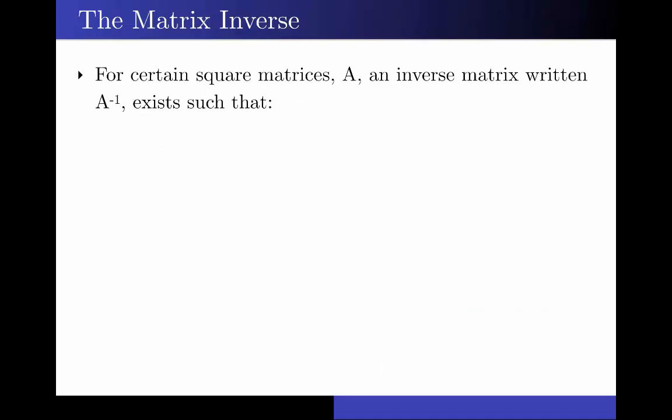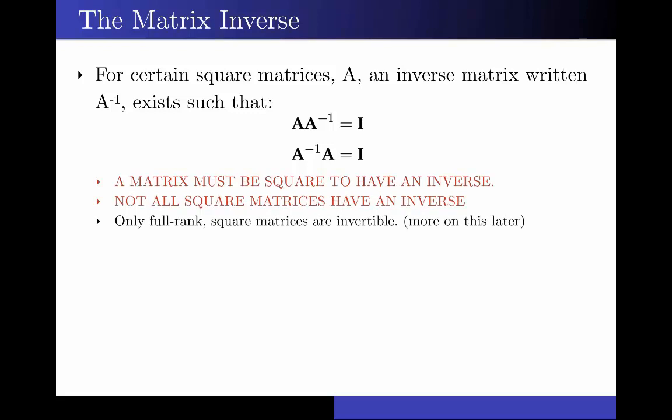When it comes to the matrix inverse, it turns out that certain square matrices, A, have an inverse matrix, which is written A inverse, where multiplying A by that inverse matrix gives you the identity. And it doesn't matter on what side of A you multiply the inverse, you still get the identity. Now, a matrix must be square to have an inverse, but not all square matrices have an inverse. Only full rank square matrices are invertible, and we'll talk more about rank later. But it's very important to realize that not all matrices have an inverse.